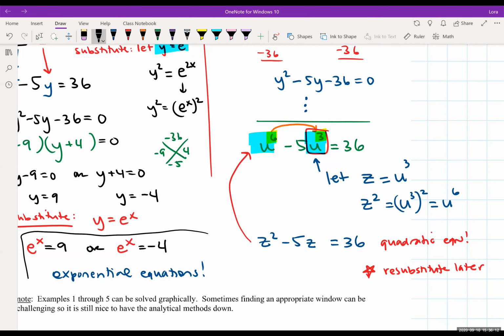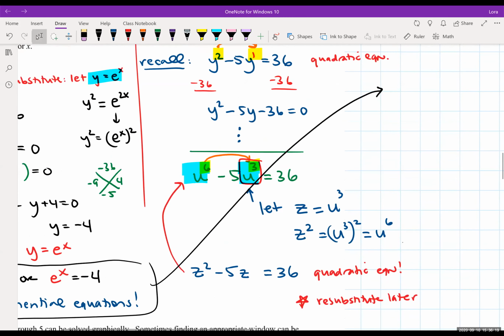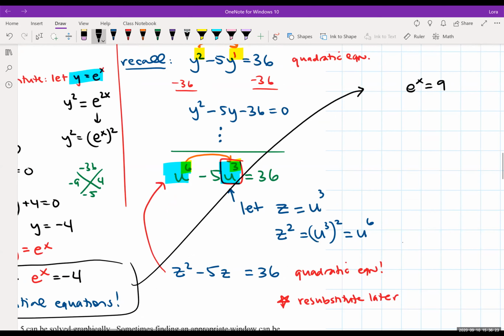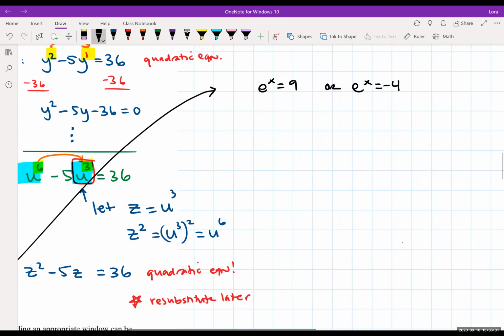I know there's a lot of writing coming on here, but I want to move this off so I have a little bit more room to think. So I have e to the x equals 9, or e to the x equals negative 4. So let's just solve this with what we know.